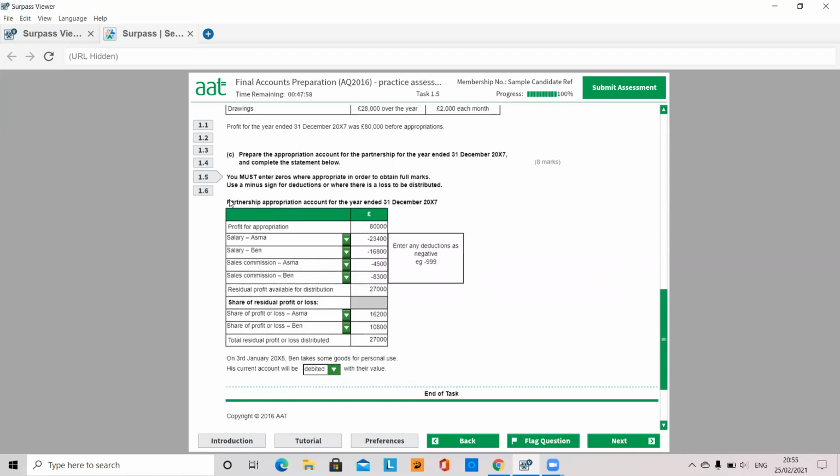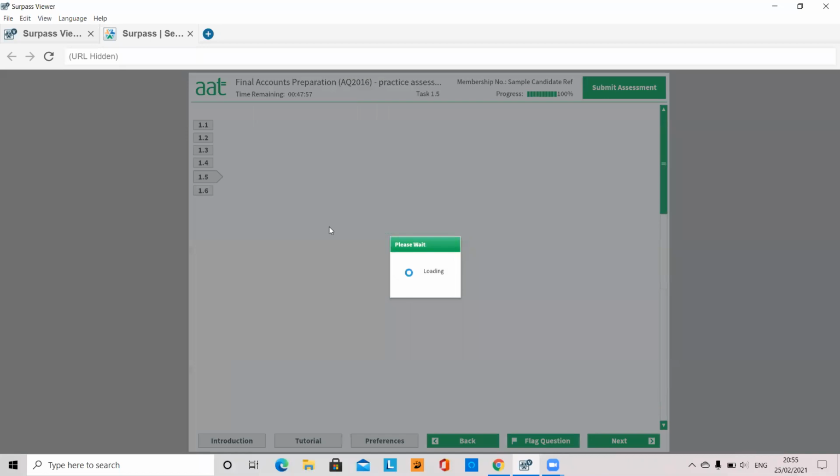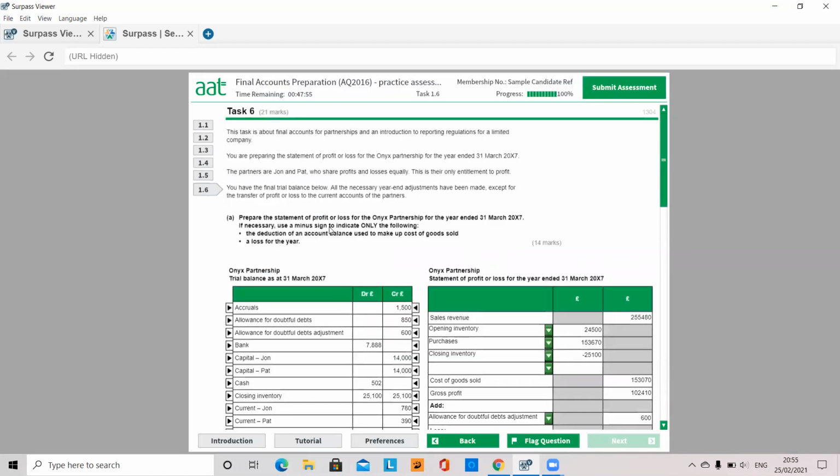Okay, nearly there. And then on to 1.6, which is the last question. The task is about final accounts, partnerships, and an introduction to reporting regulations for a limited company. You are preparing the statement of profit or loss for Onyx Partnership for the year ending 31st of March 2007. The partners are John and Pat, who share profits and losses equally. This is their only entitlement to profit.